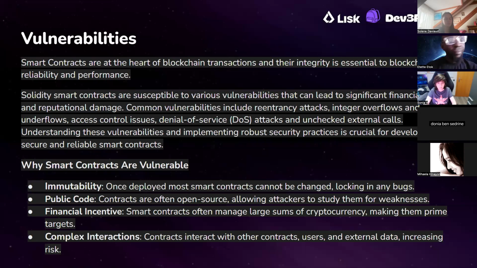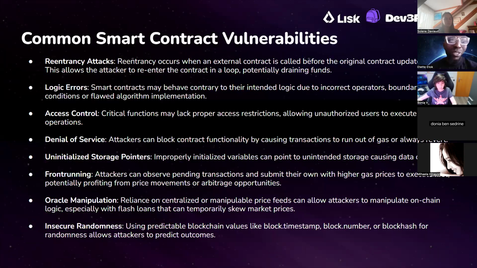Okay, so common smart contract vulnerabilities. I think I've spoken about this. All right, so the reentrancy attacks, like I said, basically occur when an external contract is called before the original contract state changes.